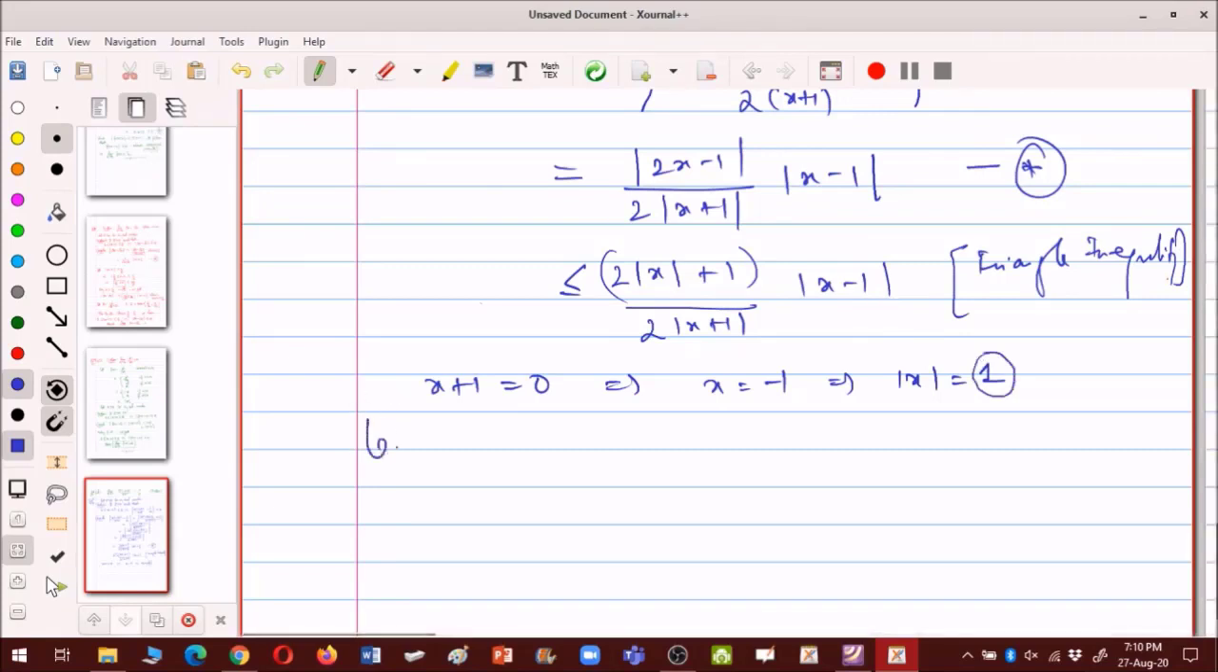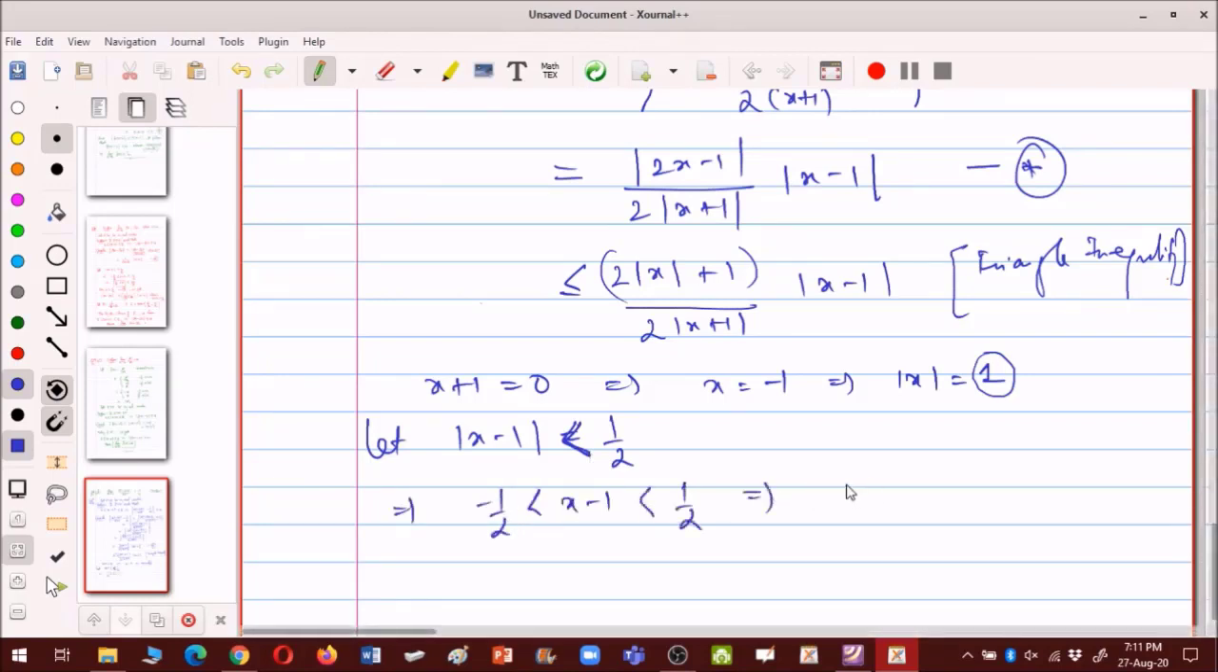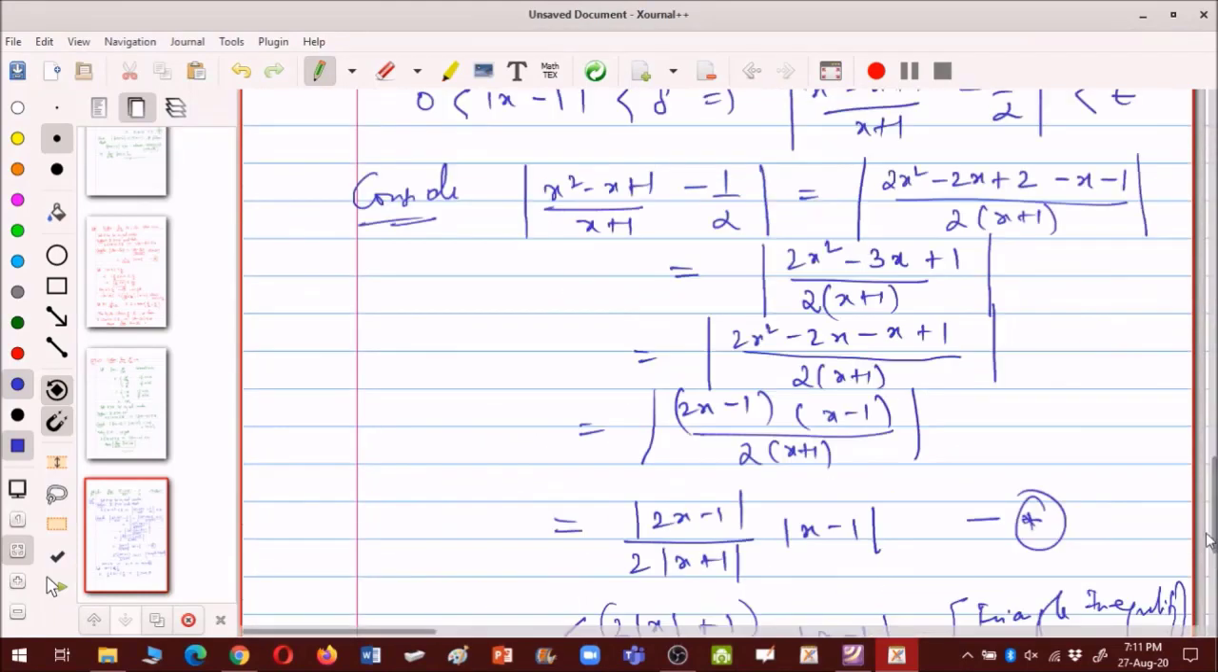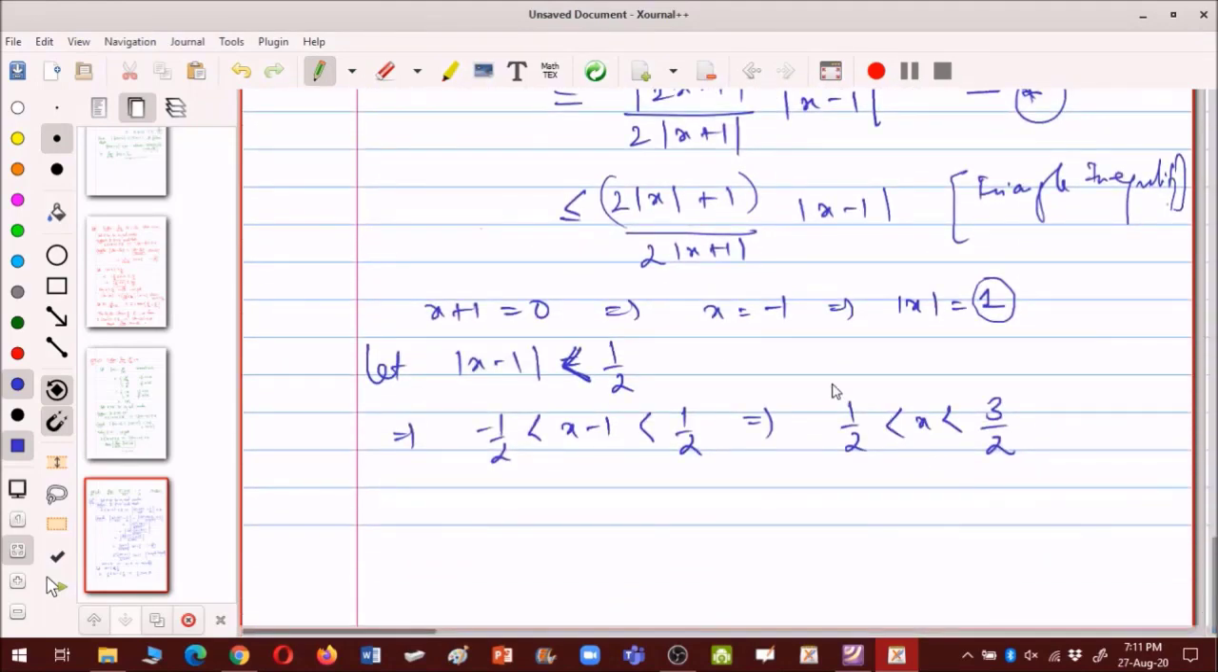So I am taking |x - 1| to be less than 1/2. So this implies -1/2 < x - 1 < 1/2, and this implies 1/2 < x < 3/2. So we will use x greater than 1/2 in denominator and x less than 3/2 in numerator. So this I will use in denominator and this I will use in numerator.